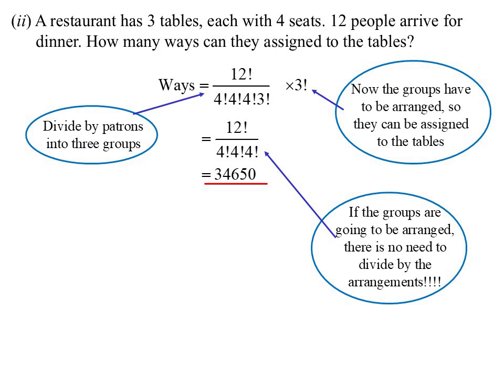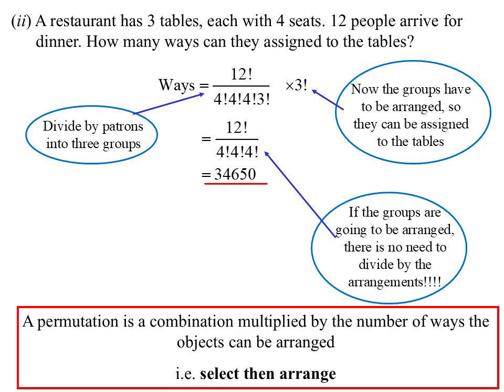So it's the difference between just, hey, I'm going to pick groups, or I'm actually going to do something with the groups. That brings up this idea. When you think about what it is, all a permutation really is a combination multiplied by the number of ways the objects can be arranged. So another way of thinking about it is, if I've got this more involved problem, what I could do is select the objects first, then go and arrange them.